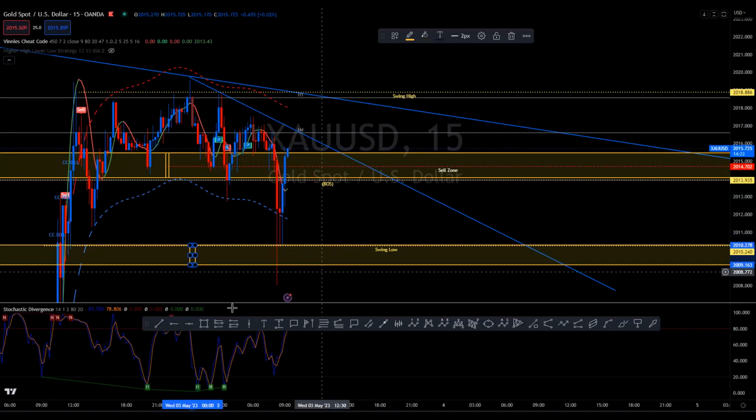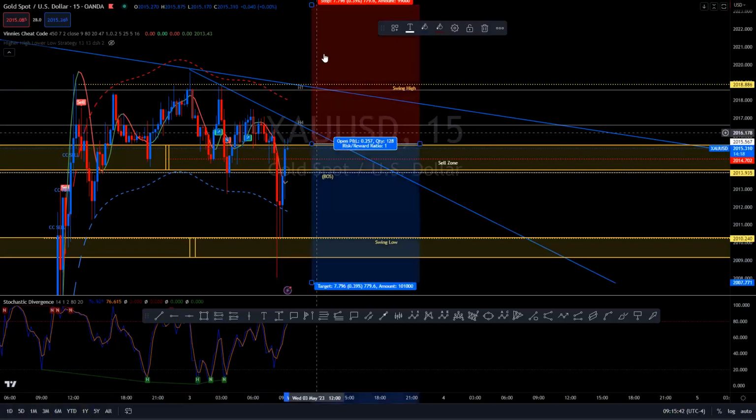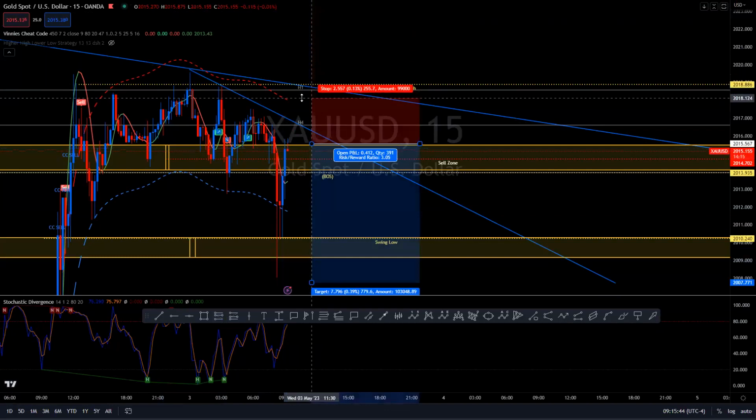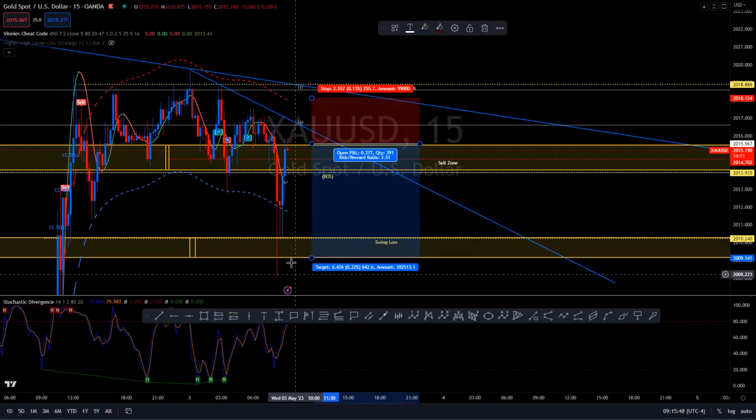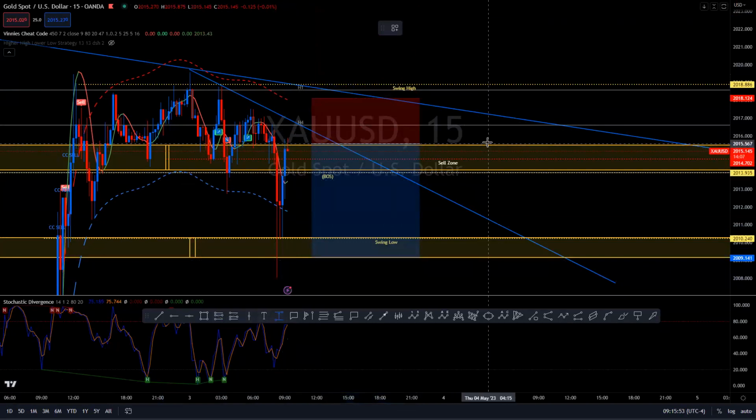So at this point, I'm going to put my risk reward tool right here. I'm looking to sell all the way down to this structure here. So if price sells from here, then I want to give at least this much of gold.